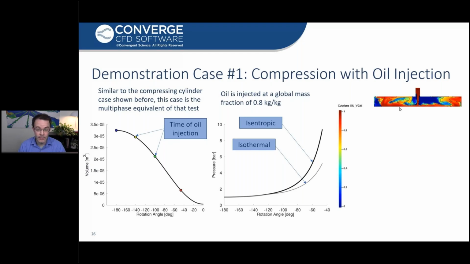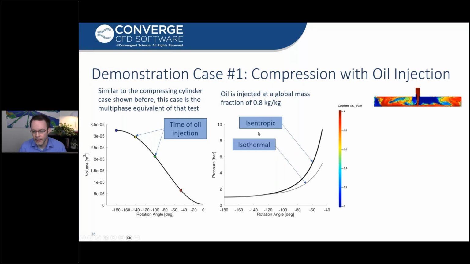One of the main purposes of having flooded positive displacement machines is to reduce high temperatures that may occur through their operation. So this test case is designed to mimic those types of conditions in a relatively affordable type of case to run and to do a lot of studies and demonstrations on.